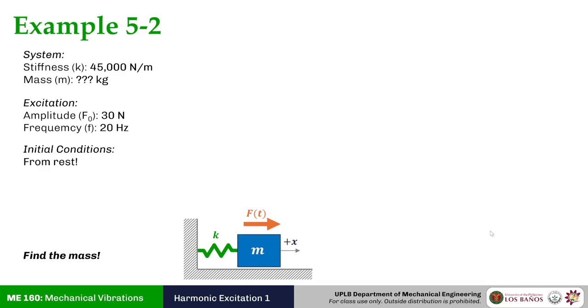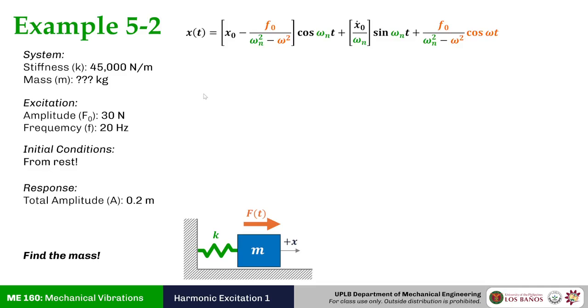Okay, it's good that the slides actually note what the initial conditions are. It might not be obvious, but if something starts from rest, that means all of your initial conditions are essentially zero. So what do we do with this one? Of course, since this is an equation-heavy course, we pull out the formulas that we might need for solving this problem. So yes, we also have the response. The total amplitude is 0.2 meters. All right, so this is the general response. So what do we do with this?